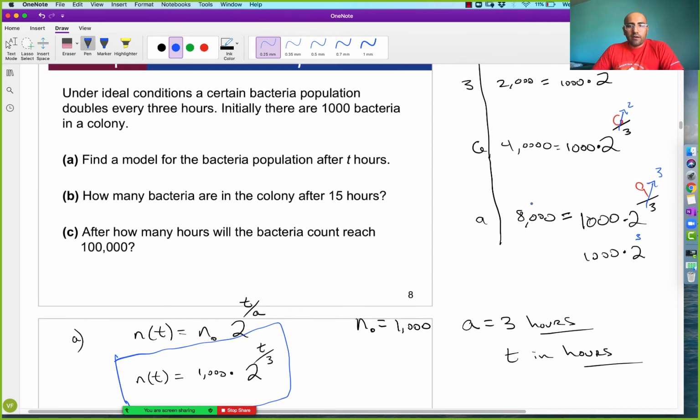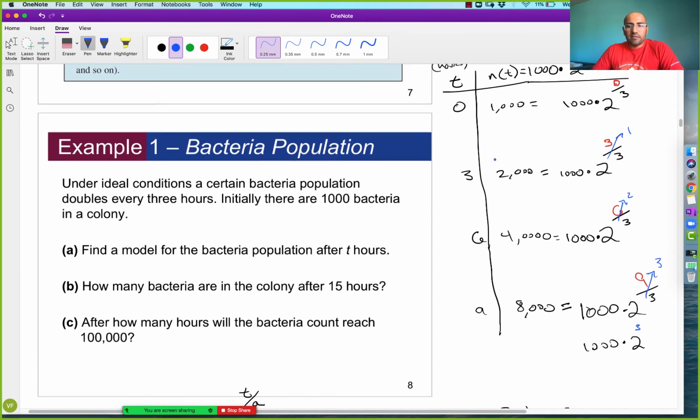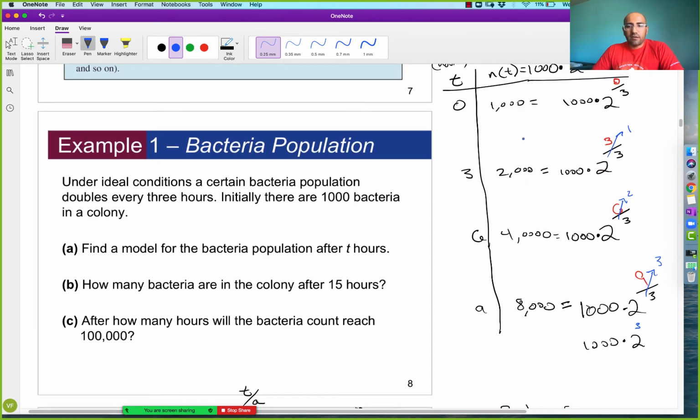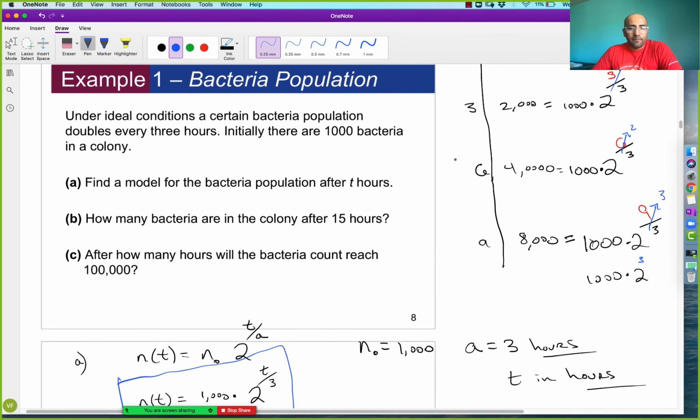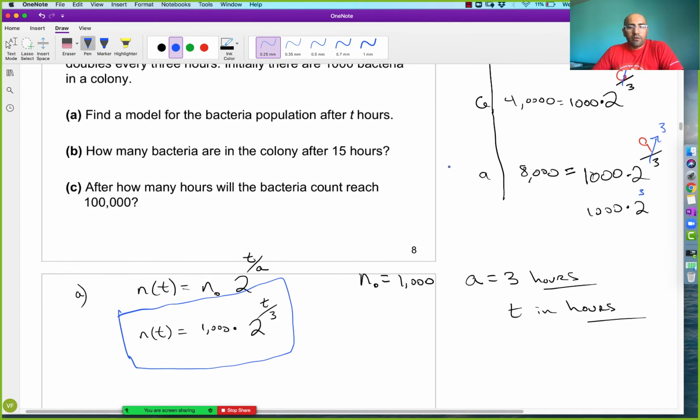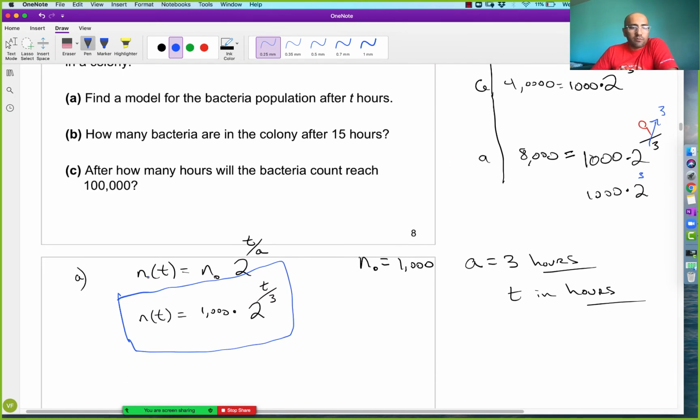But here I was just trying some nice, easy whole numbers that gave us some very easy outputs. But we can use that formula to find any value. So it doesn't have to be just these nice, convenient values of t. It could be any other value. And we're also going to be able to use it to find things in reverse. But okay, so for part B, it says, how many bacteria are in the colony after 15 hours?